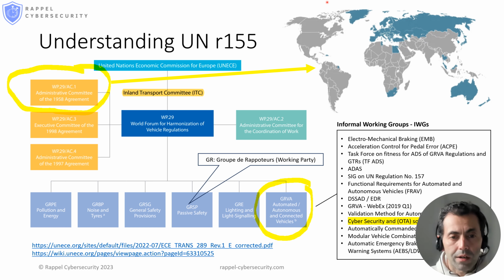Under the GR that we are concerned with, GRVA, which is the Automated, Autonomous and Connected Vehicles, there are several informal working groups. You can see the list of informal working groups on the right. The one responsible for the UNR 155 regulation is the one highlighted in yellow, which is cybersecurity and software updates. Well, that's almost the complete hierarchy of the UNR 155 regulation. For more information about the organization and its history, you might consult the wiki page at the bottom.